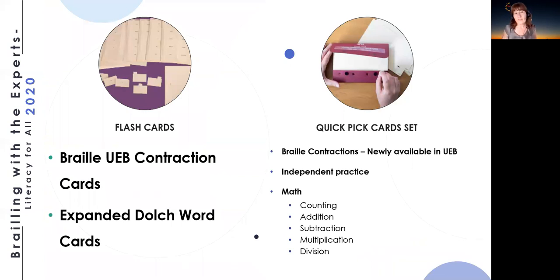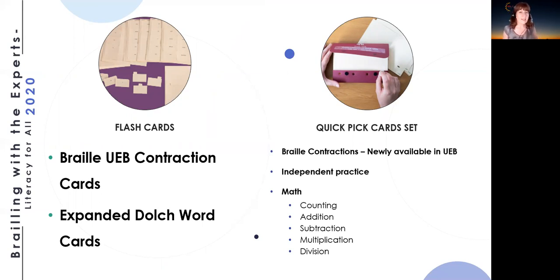There are just old-fashioned flashcards. They come in Braille UEB, they have contractions. I used to have my students make their own. It was more meaningful for them, but you can order them from AFB and the American Printing House. They come in both UEB or Dolch word cards.